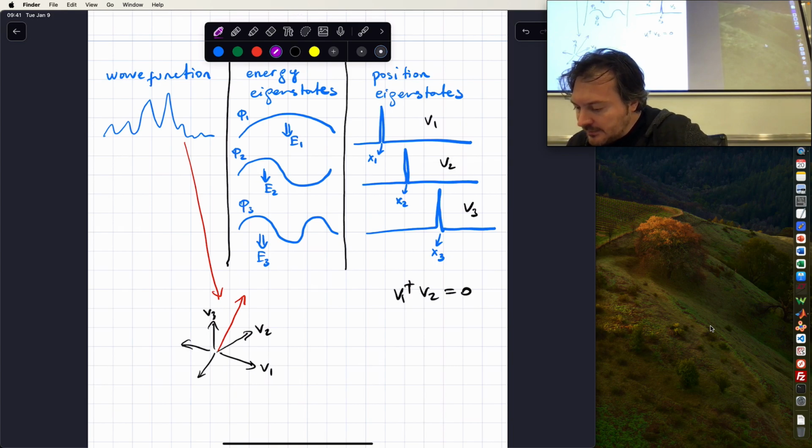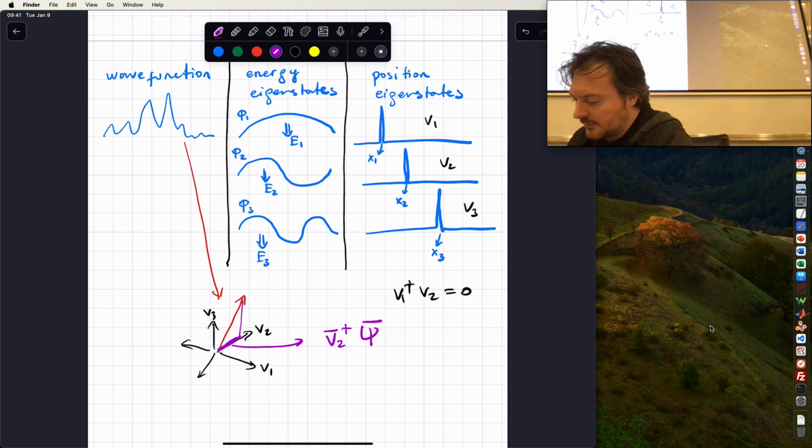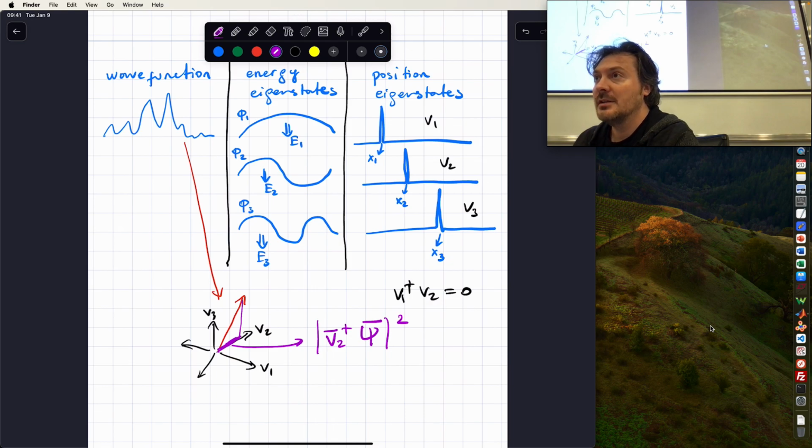And to find how much of a shadow you have here, what you need to do is V2 dagger psi. You have to do this. Did you get it? The probability is V2 dagger psi. Yes, that's the probability, so it's equal to psi squared. Exactly. Actually, can I think for a moment? This squared is the probability, right? This squared is the probability.